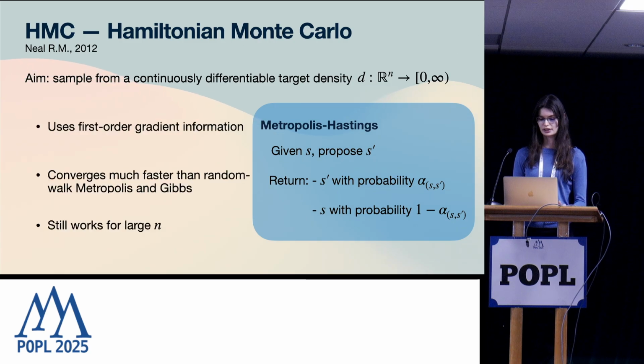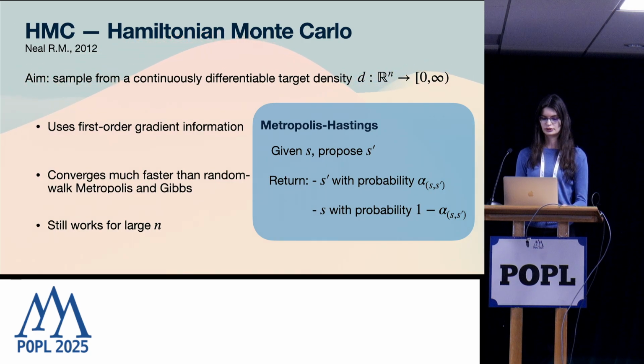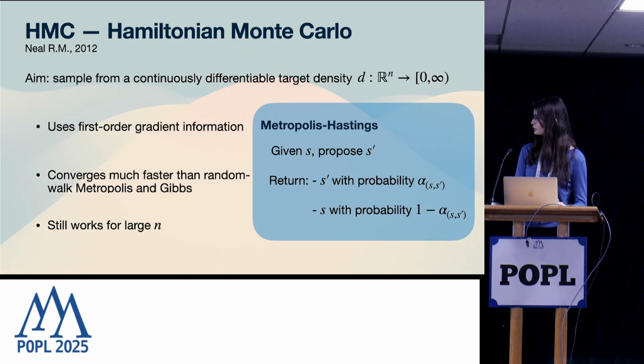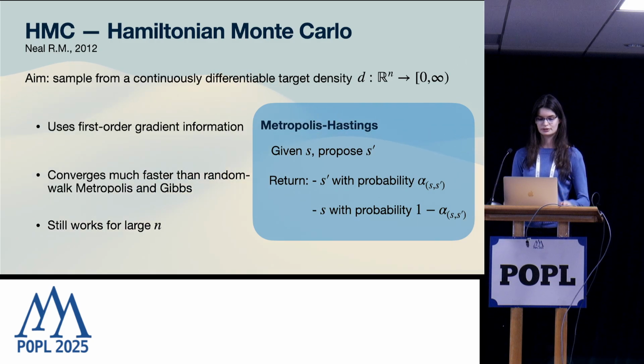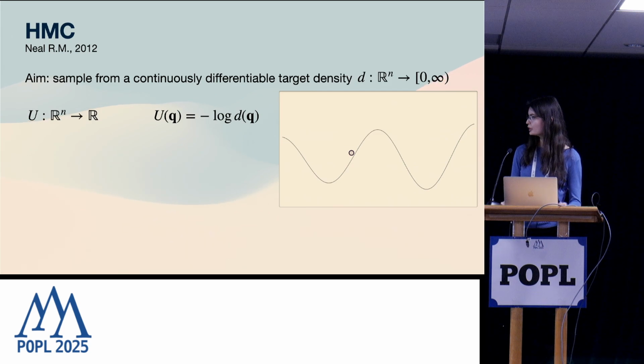So unlike other algorithms like random walk Metropolis or Gibbs sampling, HMC differs by using gradient information about the log target density, and this makes it converge much faster to the target distribution. And especially for high-dimensional spaces, other methods might take a reasonable amount of time, but HMC still works on them. That's nice. I will try to give some intuition of how HMC works.